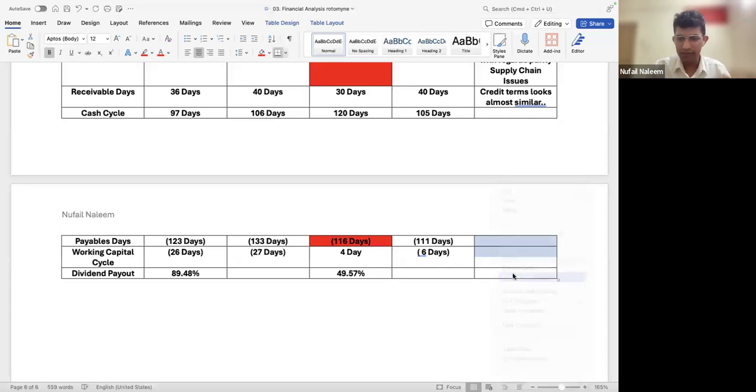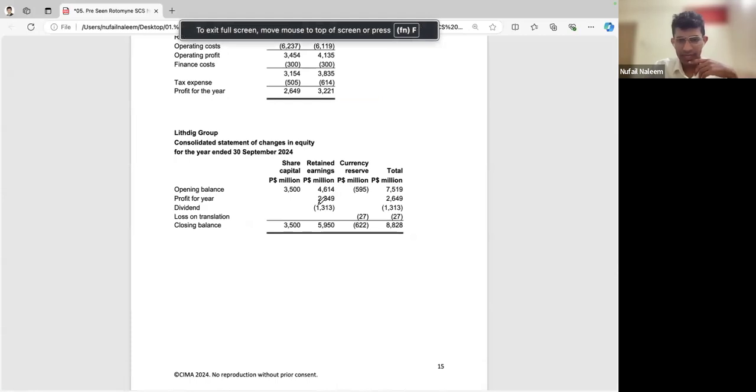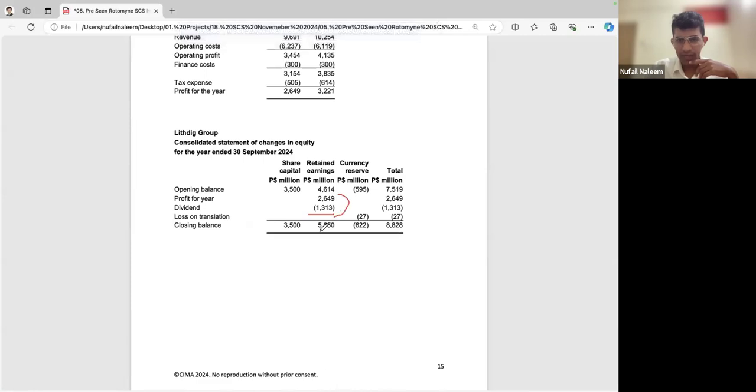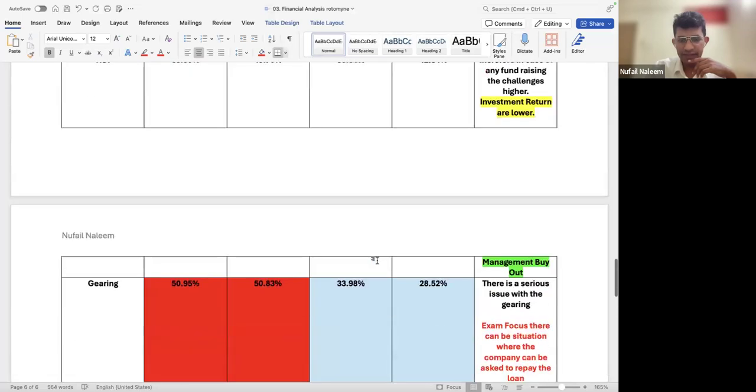So can I write down one thing, students? Working capital is managed effectively. We don't have any issues with that. Dividend payout, you see 89.48, the calculation was based like this. You take the dividend amount and you divide that by this amount, that is 2649. But if you observe our competitor, they are having a less dividend payout because of investments.